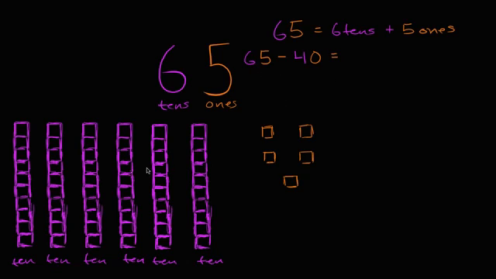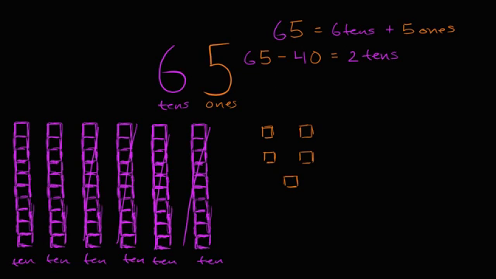Well, I'm starting with 65, and I'm subtracting 4 tens and 0 ones. So let's subtract 4 tens from here. So let's subtract 1, 2, 3, 4. So I took away 4 of the tens. So how many tens do I have left over? Well, I have left over 2 tens. So this is going to be equal to 2 tens.